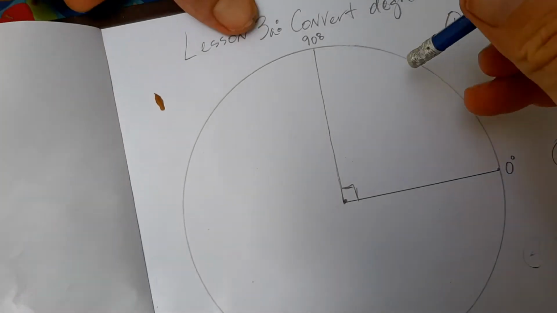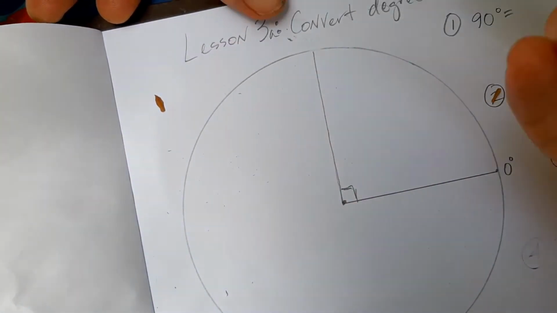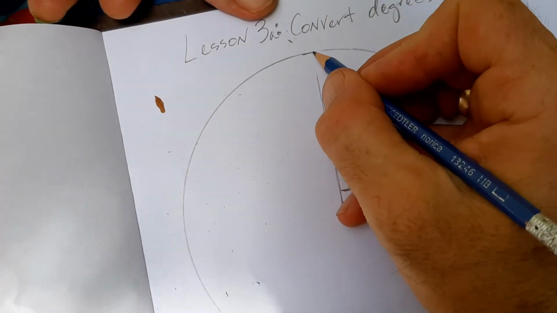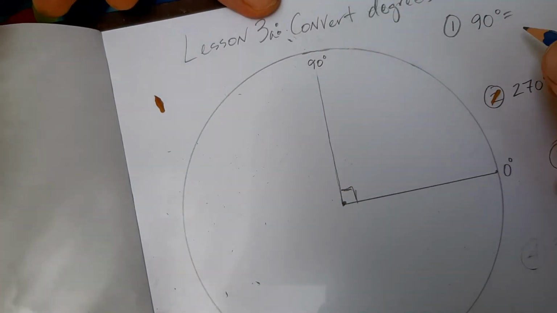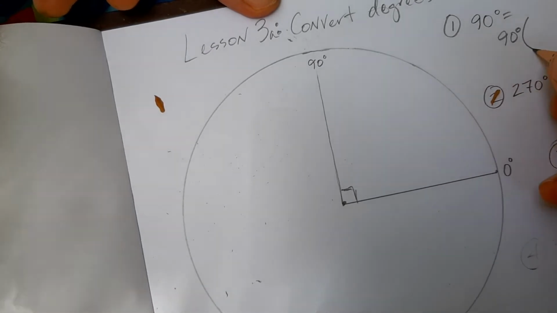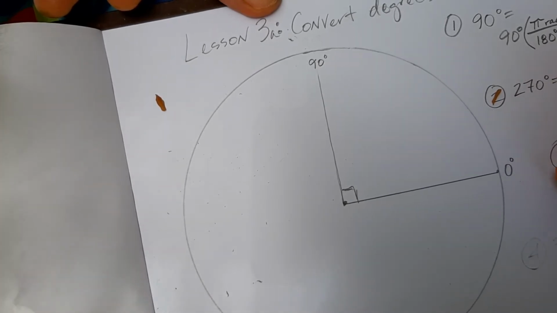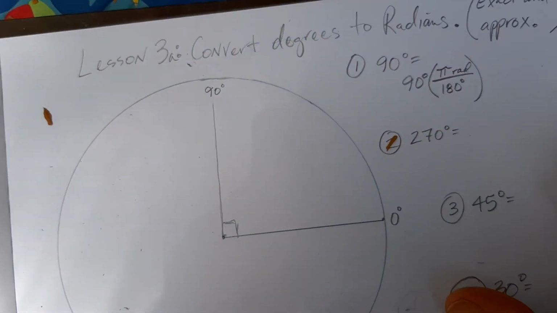Let me put both: degrees on the inside and radians on the outside. 90 degrees, so I'm going to do 90 degrees times 1. I want to do radians over degrees. Pi radians is the same as 180 degrees. So if you want to do this in exact, oops, sorry, I'm off the page.